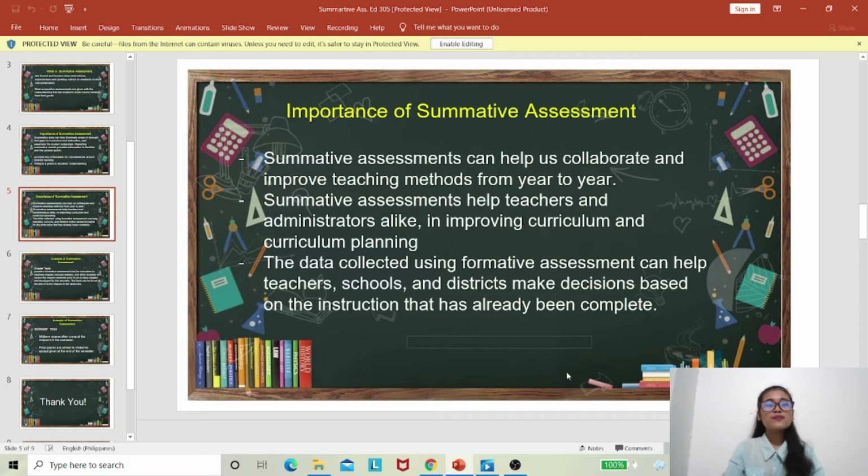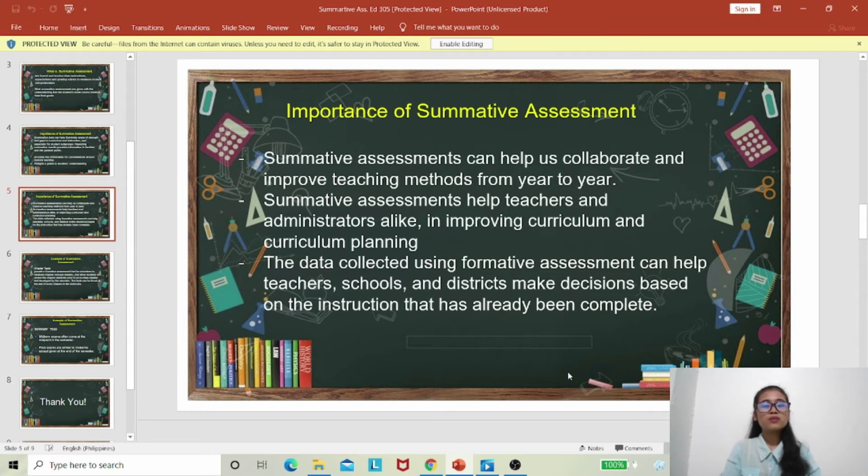And the next importance of summative assessment is that summative assessment can help us collaborate and improve teaching methods from one year to year. So for the teachers, the results of the summative assessment are very useful in order for them to improve their methods or their instruction or their strategies, for the students to gain more knowledge about the things that they taught to the students.